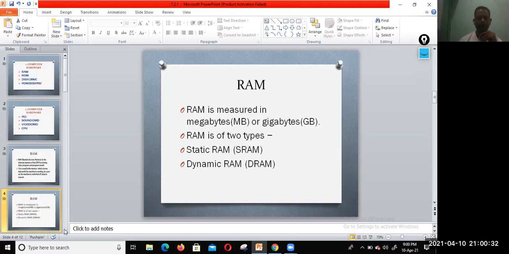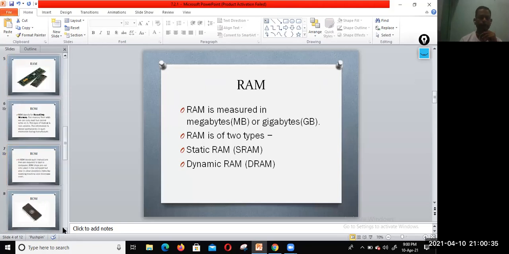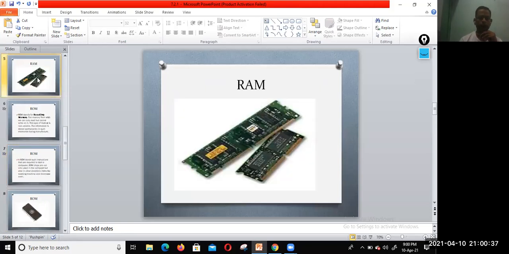Here you can see the RAM, and you can see the RAM slots in the motherboard. You can see two slots where you can also extend. If you are using one RAM and your motherboard supports two, then it can be extended. RAM is measured in MB or GB.